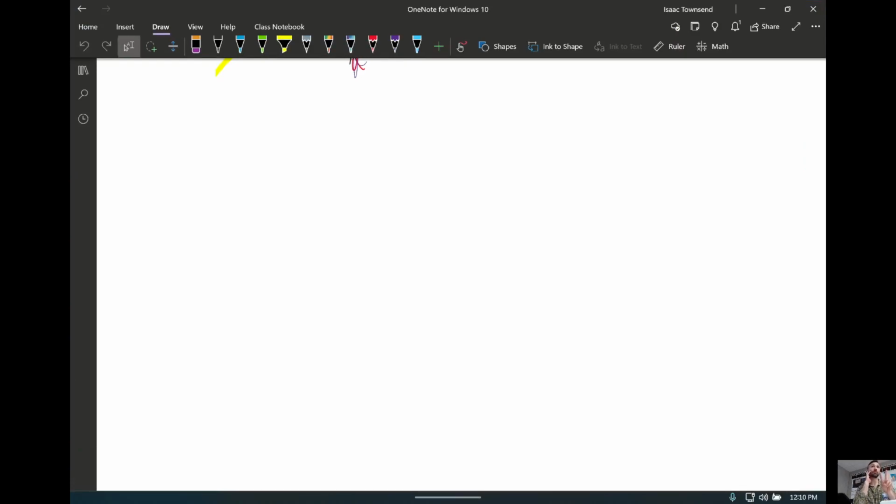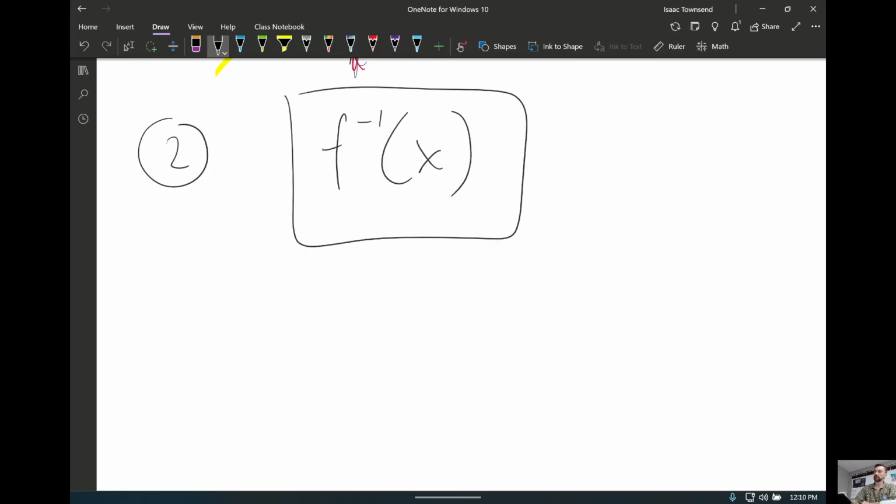Number 2? Number 2 is saying the inverse of f is denoted by this. They just want you to say what the notation for its inverse would be. What is 4? Number 4, the graphs of f and its inverse are reflections of each other in the line y equals x.